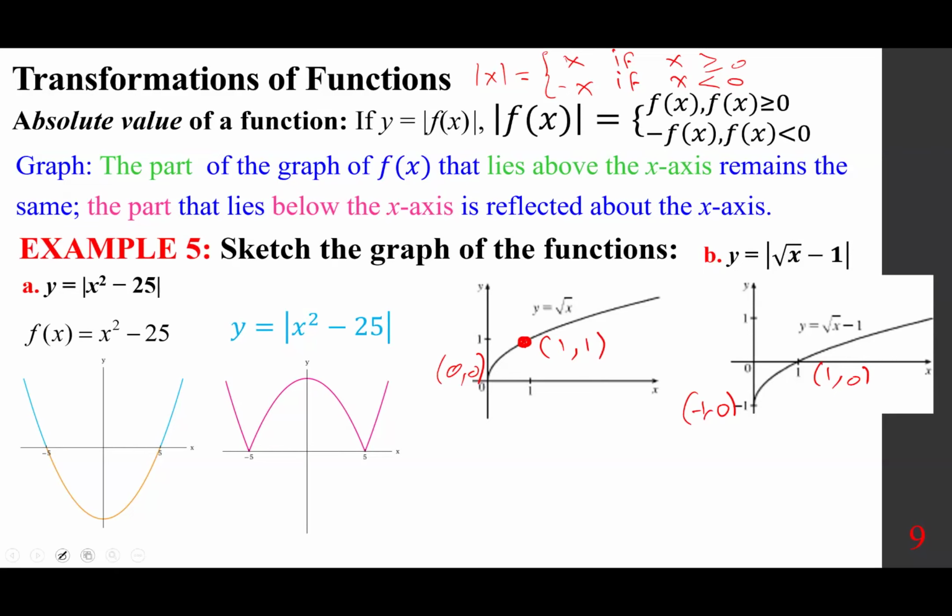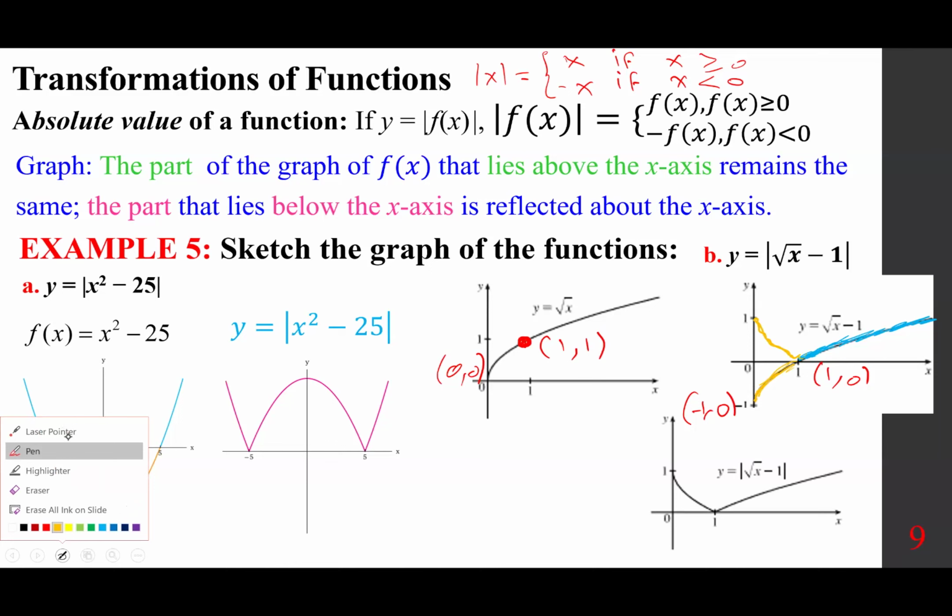So take a look. We want the absolute value, and this portion is above the x-axis. This portion will not change. This is below the x-axis, so flip it over, looking like that. So this is the graph of y equals the absolute value of square root of x minus 1. That's how you do that. So again, just like this one, the part below the x-axis flips over. So that is the final graph.